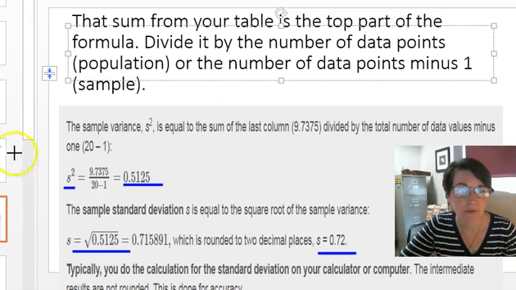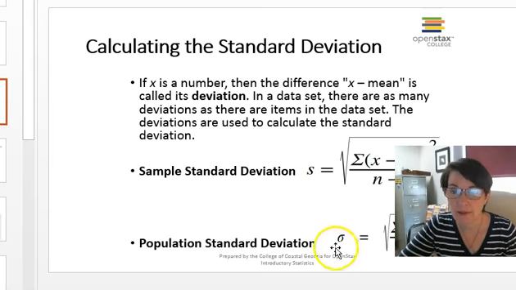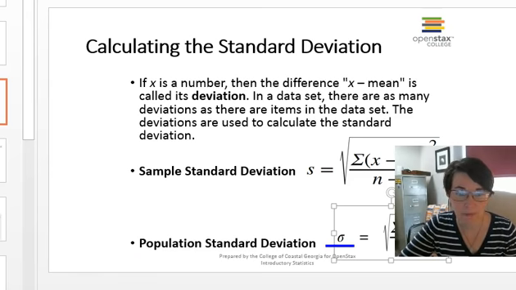I'm going to go back to the formula here just to show you the notation. We could have it be theta, which is going to be standard deviation for a population. So that's just a difference in marking.